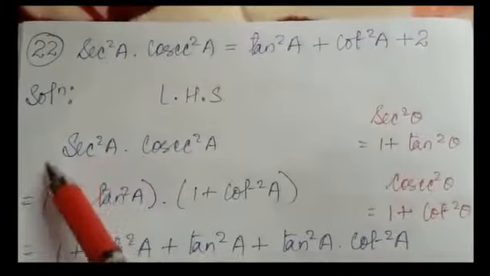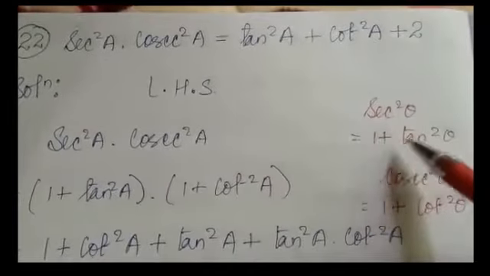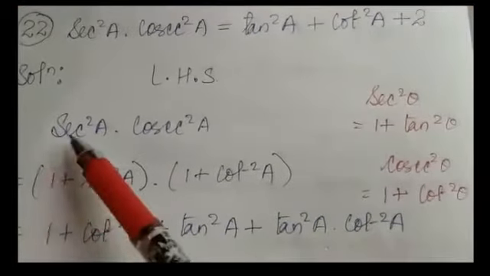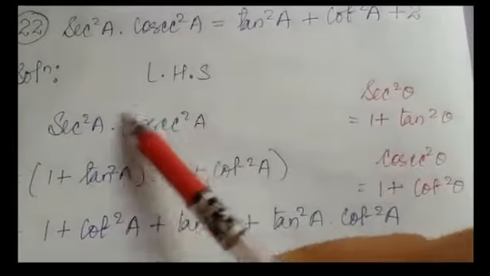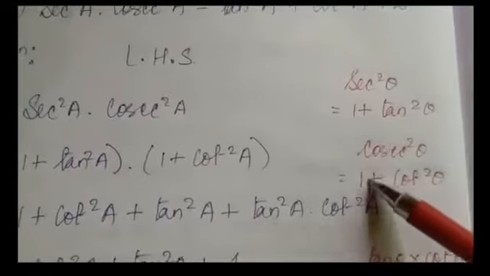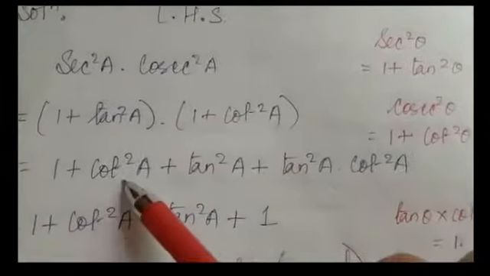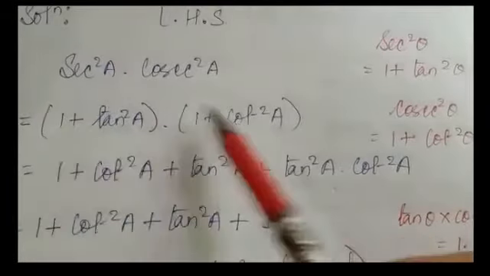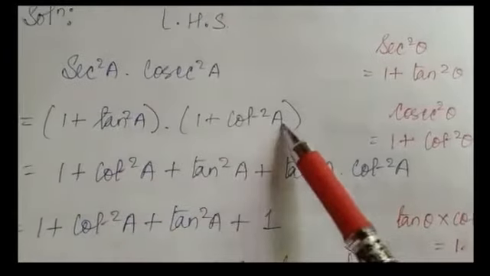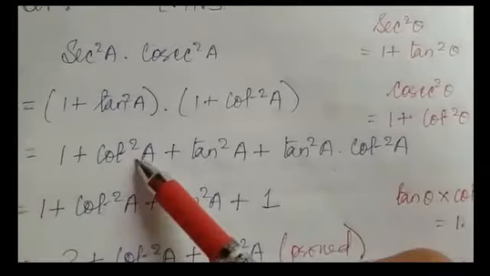And we know the relation of sec square theta and tan square theta. Sec square theta is 1 plus tan square theta. So in place of sec square a, we will write 1 plus tan square a. And in place of cosec square a, we will write 1 plus cot square a. Now we will multiply 1 into 1, 1, plus 1 into cot square a, plus tan square a into 1, tan square a, plus tan square a into cot square a. Now 1 plus cot square a plus tan square a.